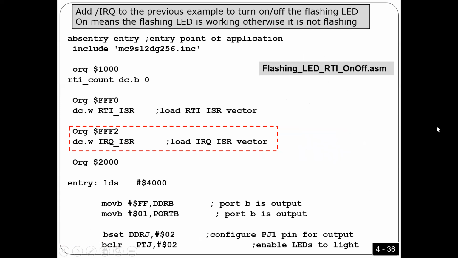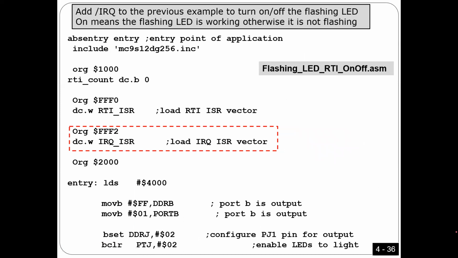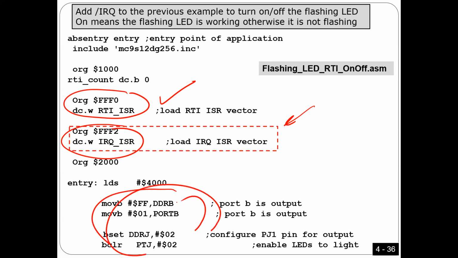As you see here, guys, you have to use this one for RTI. Here I'm showing how I modified the last program I taught, the flashing LED. I have to add this one. Now I have to put two ORGs, one for RTI, the other one for IRQ. If you have more interrupts, you have to add more ORGs. Number two, because I'm going to use the LEDs, I have to do initialization for the LEDs.